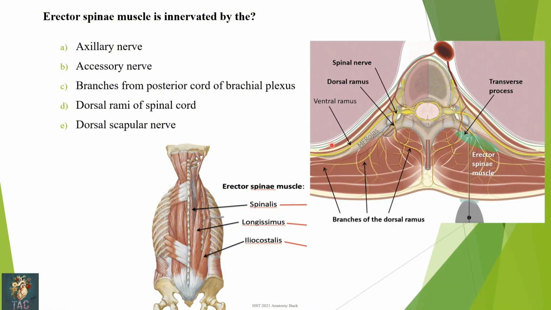And then look at this cross section. This is the spinal nerve, its dorsal division and ventral division, and this dorsal division is giving branches to supply the erector spinae muscle. So the correct option for this is the dorsal ramus of the spinal nerve.